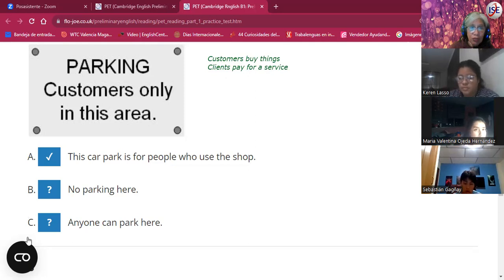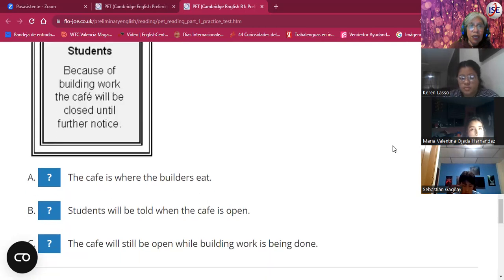Let's go to the last one. Students, because of building work, the cafe will be closed until further notice. A, the cafe is where the builders eat. B, students will be told when the cafe is open. C, the cafe will still be open while building work is being done.